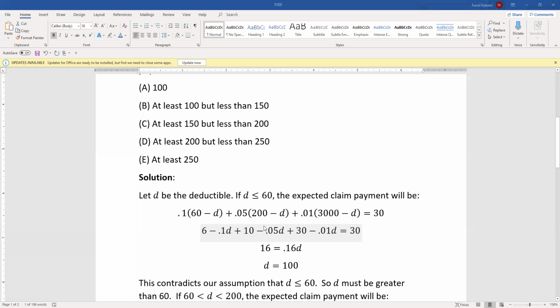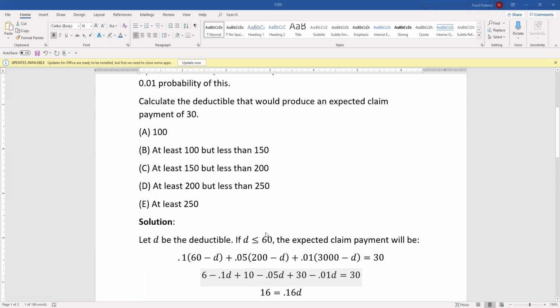Now that's a contradiction because we started with the assumption that D is less than or equal to 60. That's why we could write this 60 minus D here. But after making this assumption, the deductible is coming out to be 100, which contradicts the initial assumption. So D cannot be less than or equal to 60, because this has led to a contradiction. So D has to be greater than 60.